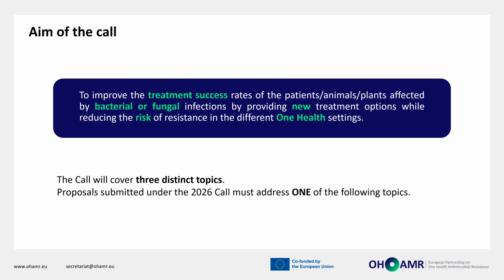So the first EUP OHAMR call aims to improve the treatment success rates of patients, animals, plants affected by bacterial or fungal infections by providing new treatment options while reducing the risk of resistance in different One Health settings. This call covers three main topics, and submitted proposals should address one and only one of these topics.